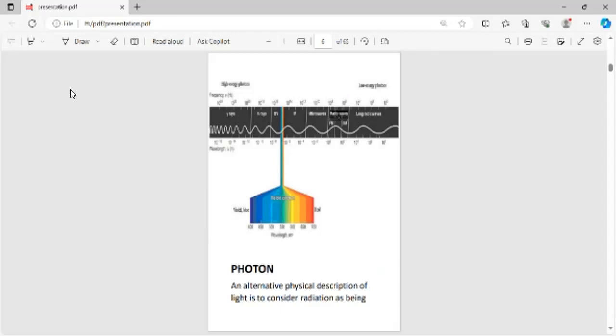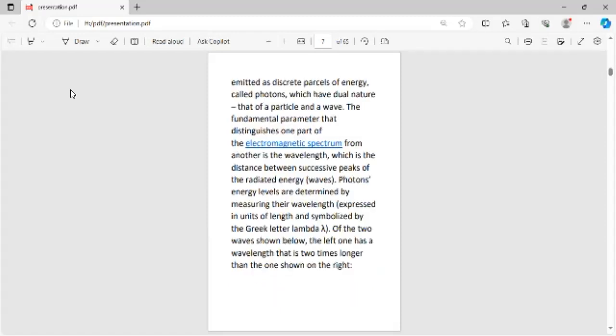Photon. An alternative physical description of light is to consider radiation as being emitted as discrete packets of energy. These discrete packets of energy are also called photons. They have dual nature, which means that they have characteristics of both a particle and a wave. The fundamental parameter that distinguishes one part of the electromagnetic spectrum from another is the wavelength. What is wavelength? Wavelength is the distance between two consecutive crests or two consecutive troughs.